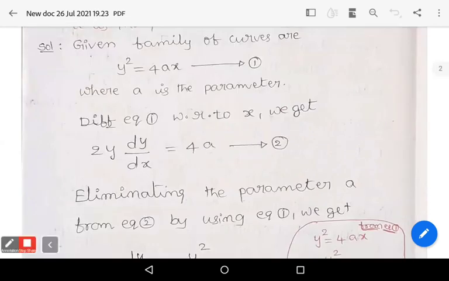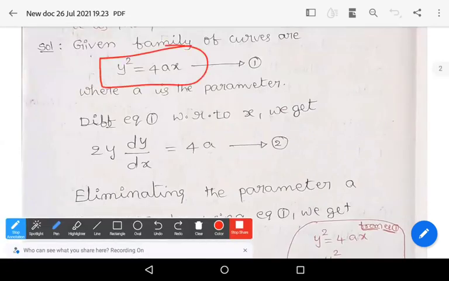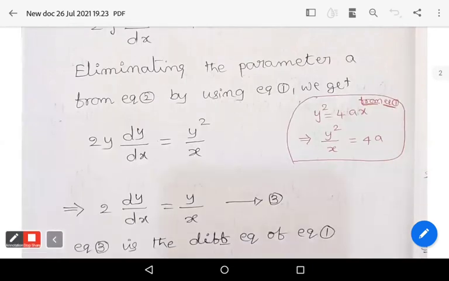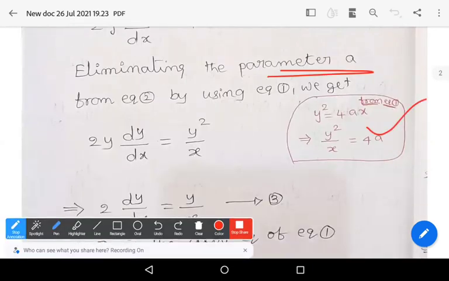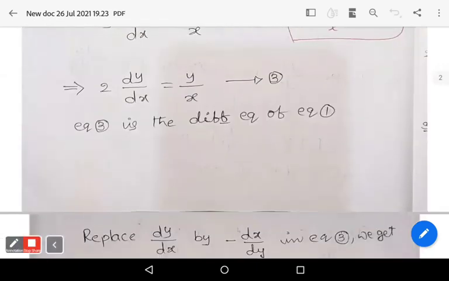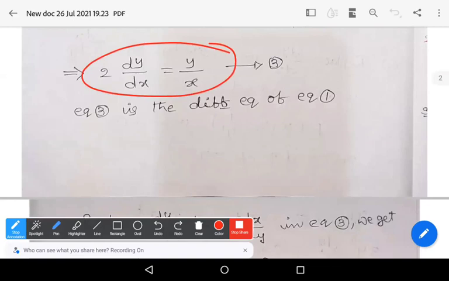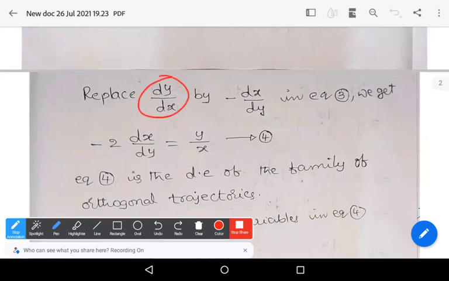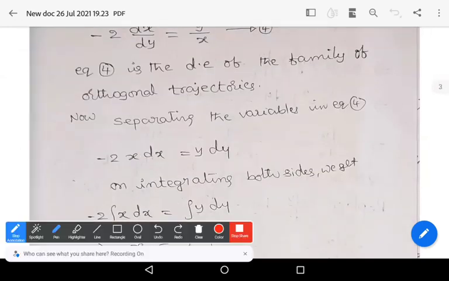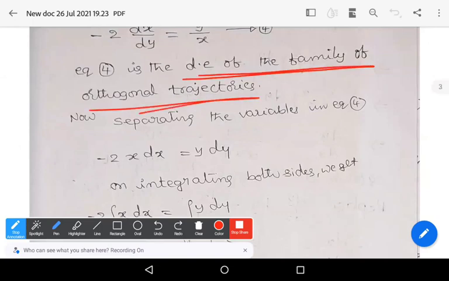So this is equation number 1. This is the given family of curves, y square is equal to 4ax, where a is the parameter. We differentiate that equation with respect to x. We get equation number 2. And then we eliminate the parameter a by using equation 1. The resulting differential equation is nothing but the differential equation of the given family of curves, and then replace dy by dx by minus dx by dy. Now equation 4 is the differential equation of the family of orthogonal trajectories.